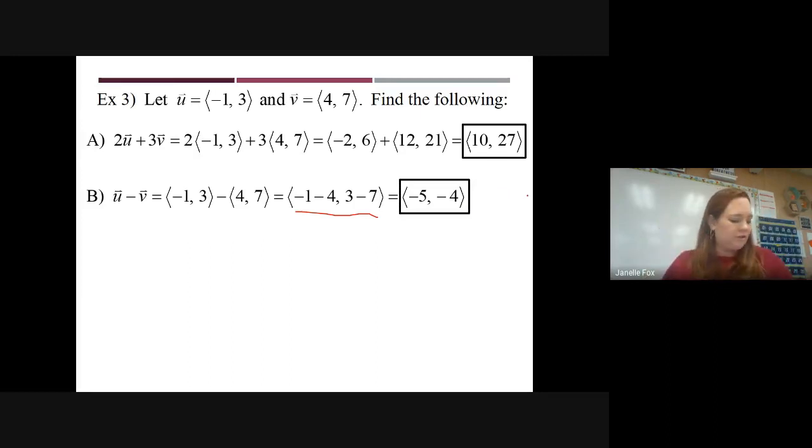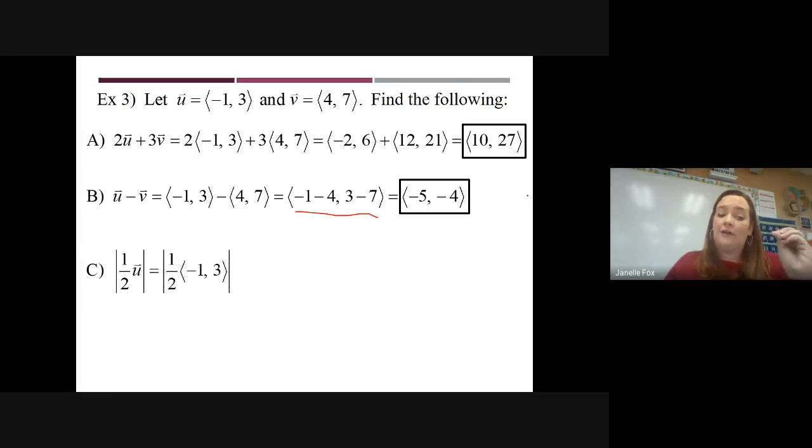Pointy parentheses, of course. And then this one says, let's think about what this actually means. This means half of vector u, and what's the magnitude? That's what it's asking: the magnitude of half of vector u. So what I would do is figure out what half of vector u is first, by distributing that 1/2 inside. So <-1/2, 3/2>. And then I'm going to take its magnitude.